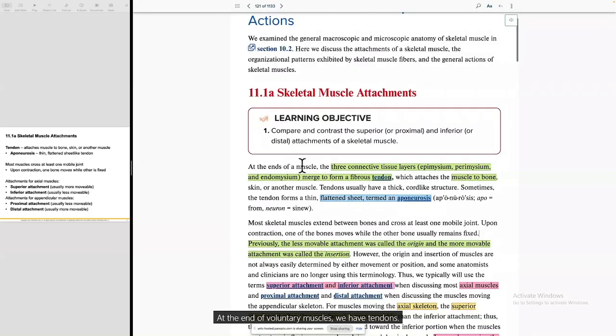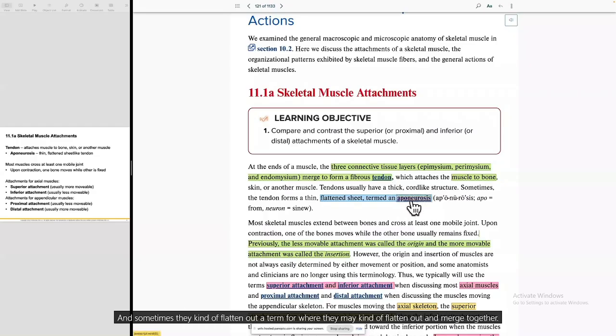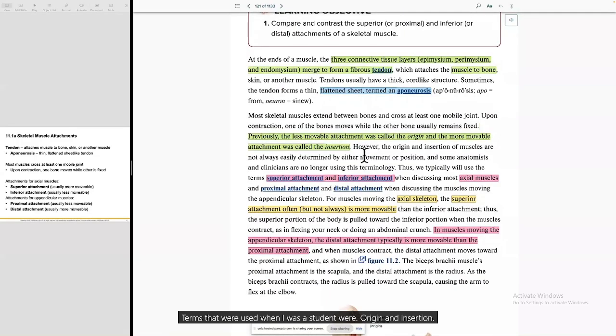At the end of voluntary muscles, we have tendons. Remember, tendons connect muscle to bone. Ligaments connect bone to bone. But here we're talking about muscles and the tendon that attaches it to a bone. Sometimes those tendons are very cord-like, like a little rope. And sometimes they kind of flatten out. A term for where they may kind of flatten out and merge together, they don't have a rope shape, is aponeurosis.